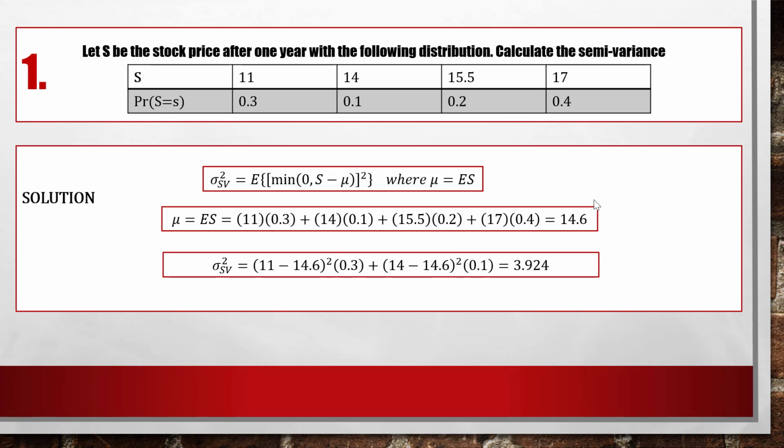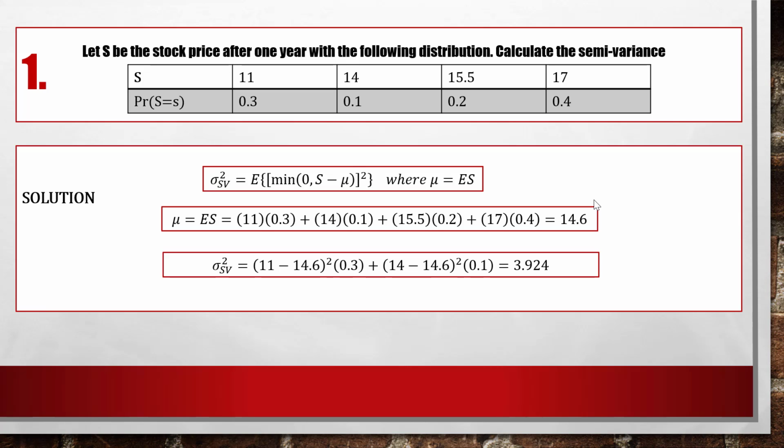So the semi-variance here is we take the deviation squared times its probability. For the first number, the deviation is 11 minus 14.6, so we take that deviation squared times probability 0.3. Then for the second number, the deviation is 14 minus 14.6. We square it and then multiply by 0.1. We got 3.924. That is the semi-variance of this stock price after 1 year. So this problem is simple. We just have to follow the formula of semi-variance.